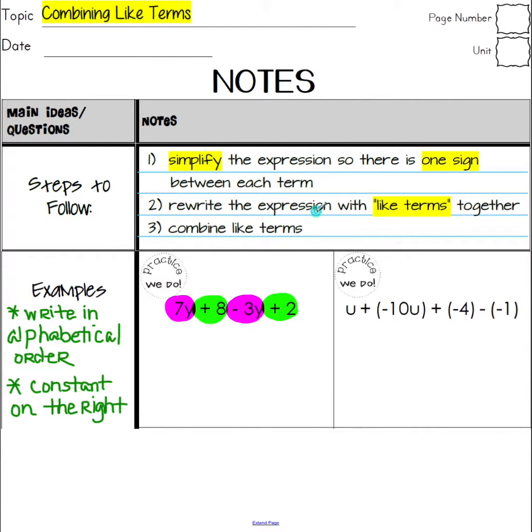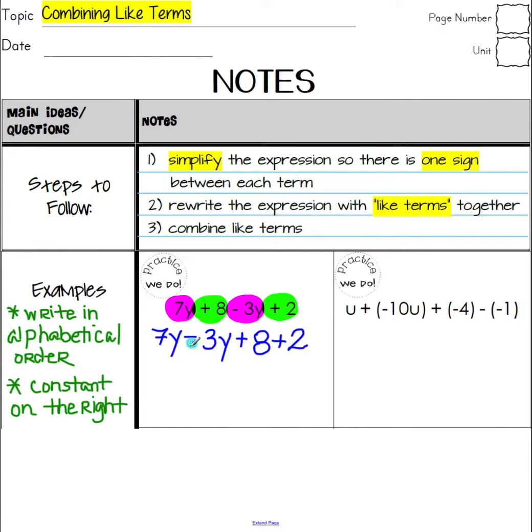So now we need to rewrite the expression with our like terms together. So remember that we're writing in alphabetical order. In this case, we only have one variable, so our y's will come first, and our constants will be on the right. So we're going to group our like terms, so 7y. And be very careful with these types of situations that it's not just the 3y, it's the sign that's in front of the 3y that also comes down. So in this case, we have a minus 3y, so we'd have 7y minus 3y. And then we have a positive 8 and a positive 2.